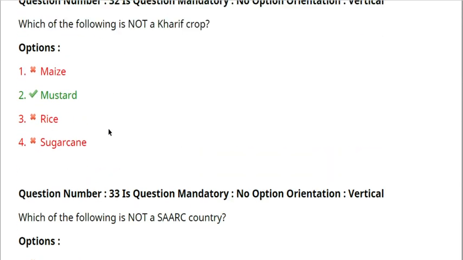Next, which of the following is not a kharif crop? You should know crops are classified into kharif crop and rabi crop. Kharif crops are crops grown in the monsoon season, and rabi crops are crops grown in the winter season. Examples of kharif crops include rice, maize, sorghum, bajra, cotton and soybeans. Examples of rabi crops include wheat, barley, oats, pulses, linseed and mustard. So which of the following is not a kharif crop? Of course, mustard is not a kharif crop, it is a rabi crop.